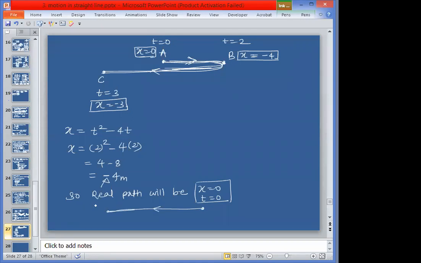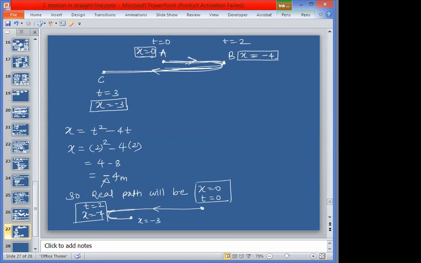t equal to 2 झाला. Position किती आहे? x equal to -4. बर, x equal to -4. And finally the particle will return from this and will come to x equal to 3. Sorry, x equal to -3.